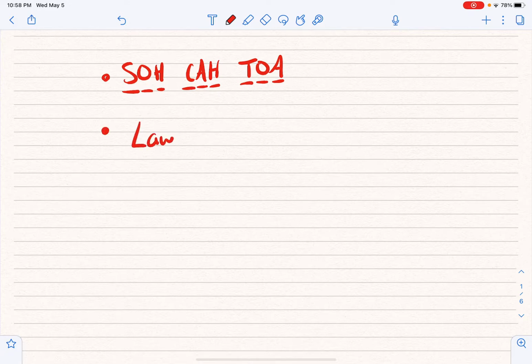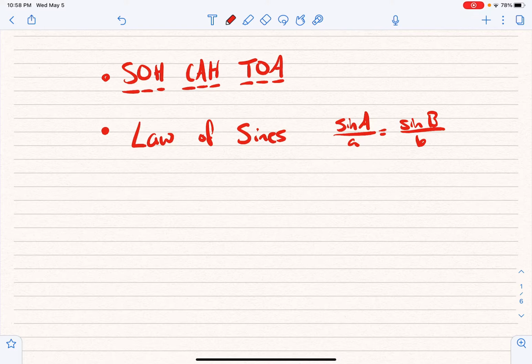Secondly, we have talked about the law of sines. That was a really easy formula where the sine of some angle is to the opposite side, like the sine of some other angle is to its opposite side, as long as they're in the same triangle.